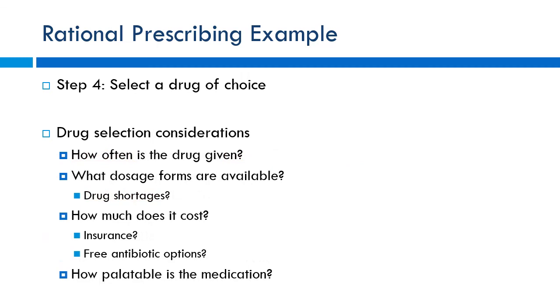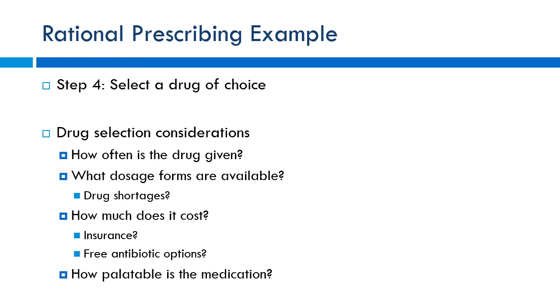All right, so next we're going to select a drug of choice based on our references here. We're looking at things like how often the drug is going to be given. Are there different dosage forms available? So for instance, with a 3-year-old, what kind of dosage forms do you think I can use? Can I give him a tablet? Probably not. A 3-year-old's probably not going to swallow a tablet. So I need to look to see if there are liquid dosage forms available for them, right?